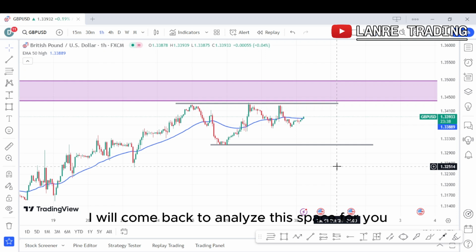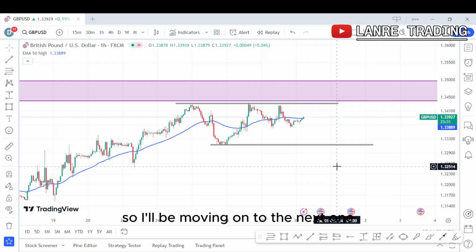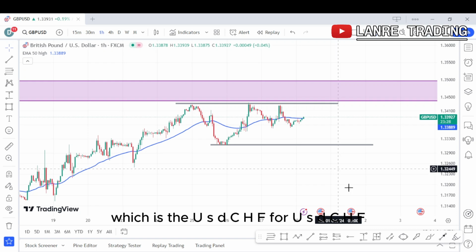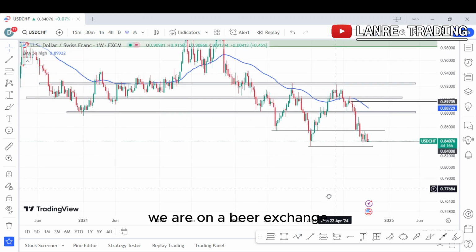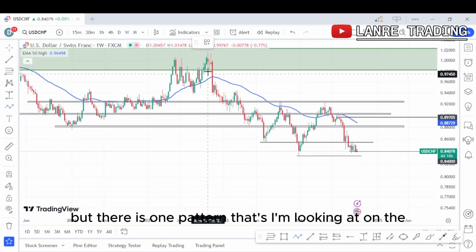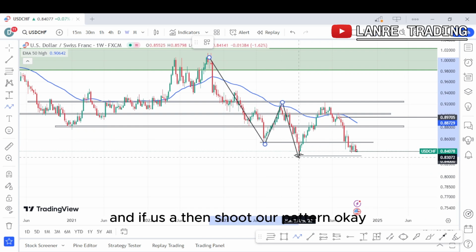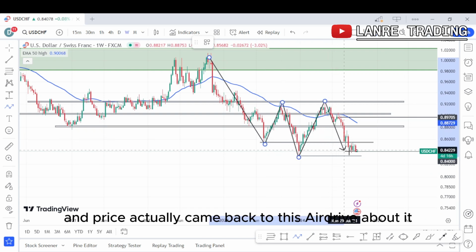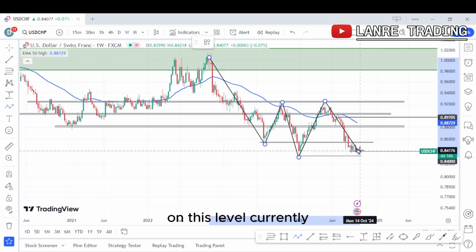Probably next week I will come back to analyze this pair for you if price has decided to give us a clear direction. So I'll be moving on to the next pair, which is the USD CHF. For USD CHF, I'm on the weekly time frame, and as you can see, we are in a bearish trend. But there is one pattern that I'm looking at on the weekly time frame, an inverse head and shoulders pattern. Price came back to this head, acting like it wants to form a reversal pattern at this level.